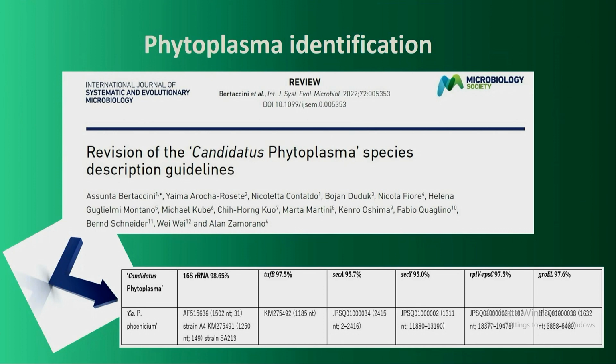In 2022, the revised guidelines for describing Candidatus phytoplasma species were published, and strains sharing 98.65% sequence identity on the 16S gene when compared with the reference strain are considered members of the respective Candidatus phytoplasma species. For strains showing low identity to the reference strain, it is possible to use two other housekeeping genes for classification.